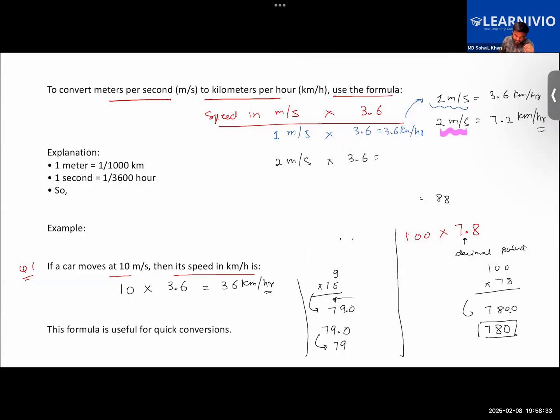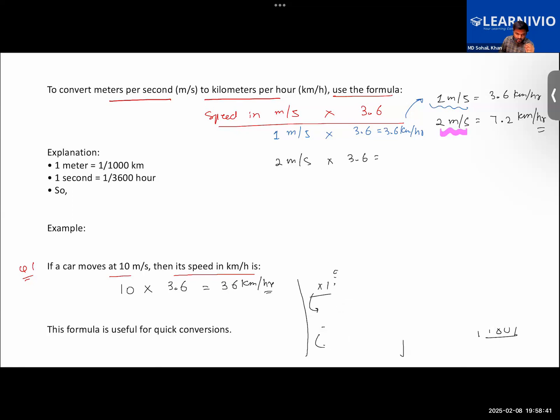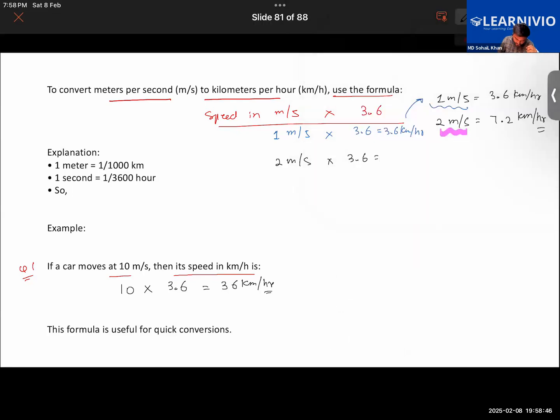Sir, can we have that 36? Can you tell how the 36 came? Okay, sure. See, 3.6 equals 36 because we multiplied by 10. Because we multiplied by 10, thereby we are getting 36.